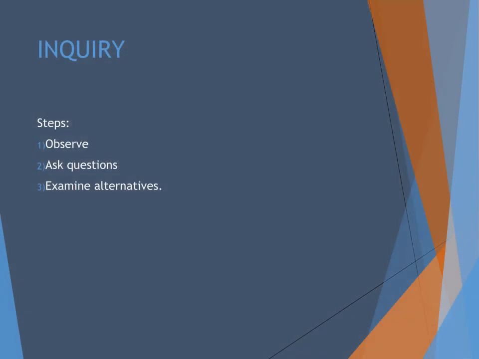What are the steps for inquiry? First, observe, then ask questions, and then examine alternatives. Go to YouTube and look at any political advertisement and follow these three steps for inquiry. How can performing an inquiry help you mount an academic argument about the political ad?